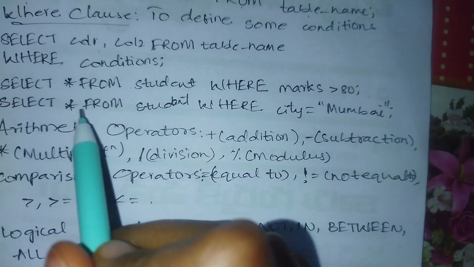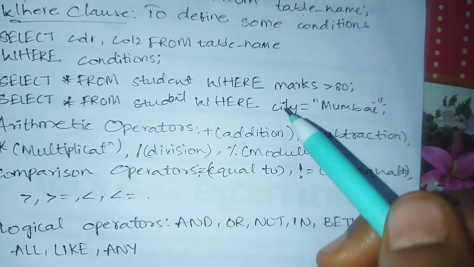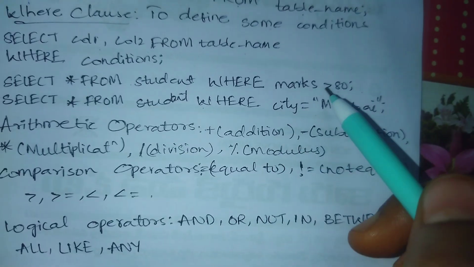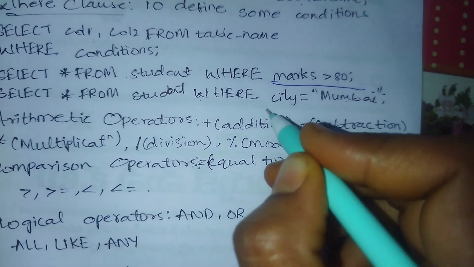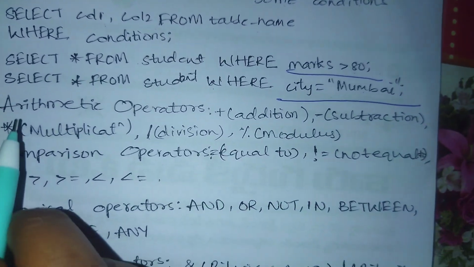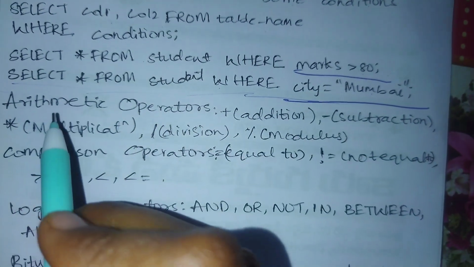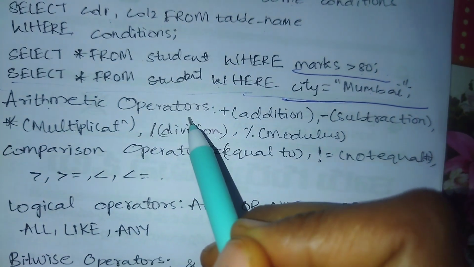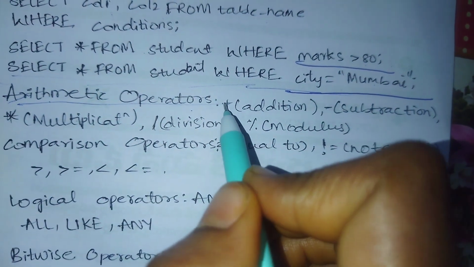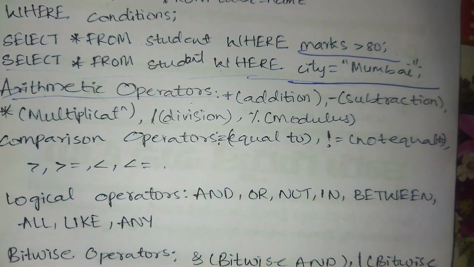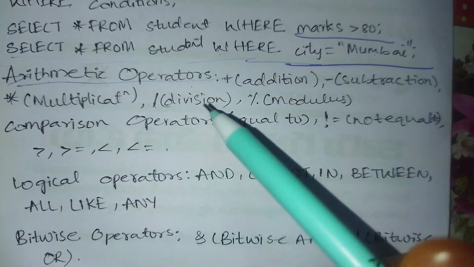And another condition is select star from student where city equals to Mumbai. It should satisfy two conditions. One is marks greater than 80, above 80 marks. City is Mumbai. This is another topic, arithmetic operations. These are the operators. We can perform some tasks for mathematical purposes: addition, subtraction, multiplication, division, modulus.